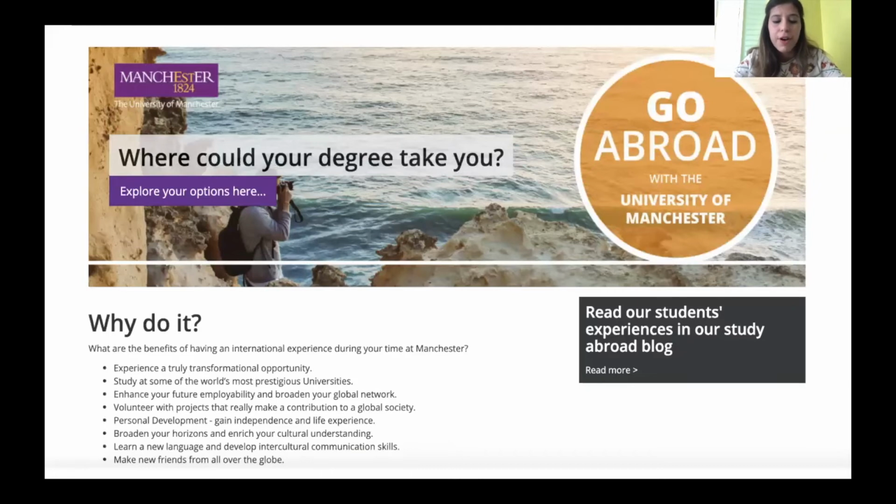Likewise, here's a screenshot of the University of Manchester's Go Abroad page. If you go on their website, you'll see the partnerships that they have on offer, and you'll see that they're very different from those at Bristol. So like I said, it will change for every university.